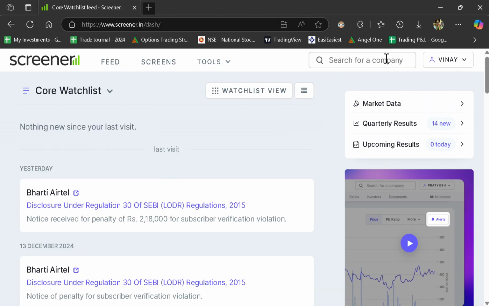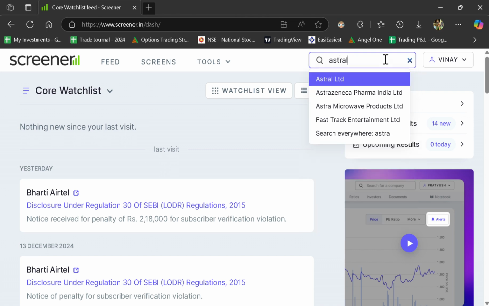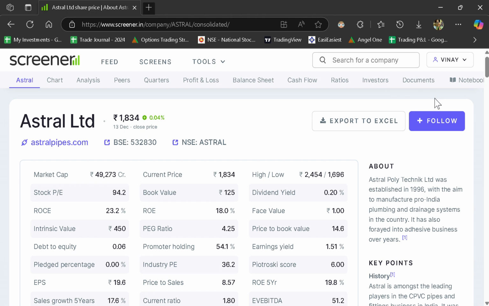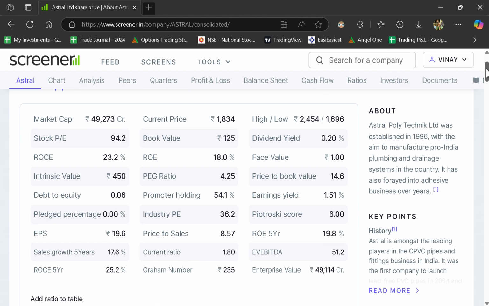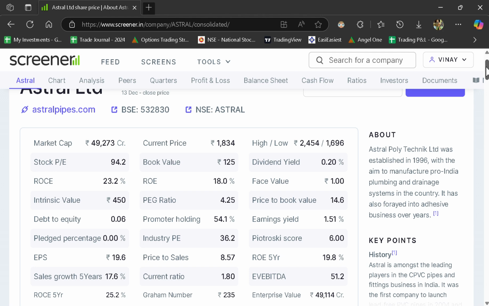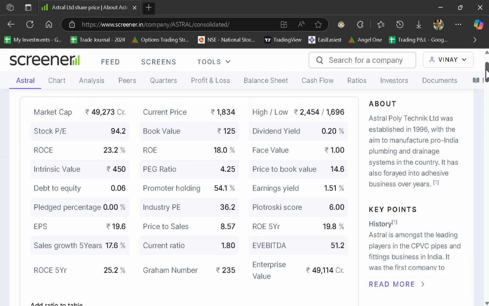So now I'll search for a company. Say I want to analyze Astral. So this is Astral. You can see the initial portion. It gives the introduction, market capitalization, then stock P/E, ROCE, ROE, etc., PEG ratio.